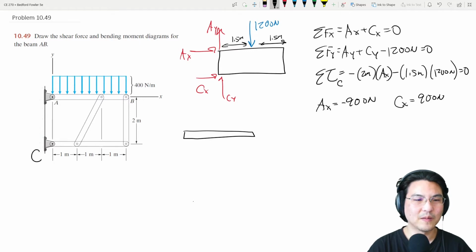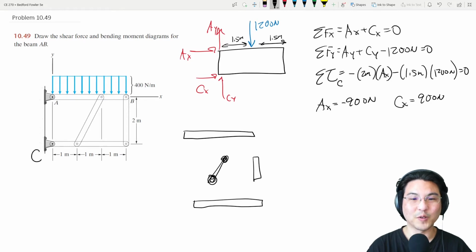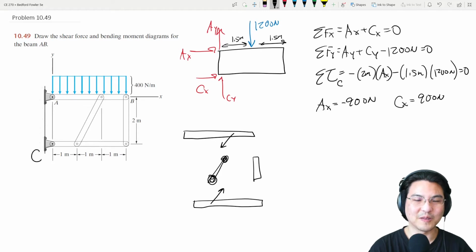Okay, so this member only has forces acting at these 2 points. So it's a 2-force member. So I'm just gonna go like this. So then these have got to be equal and opposite. I'll just call it some unknown tension 1.